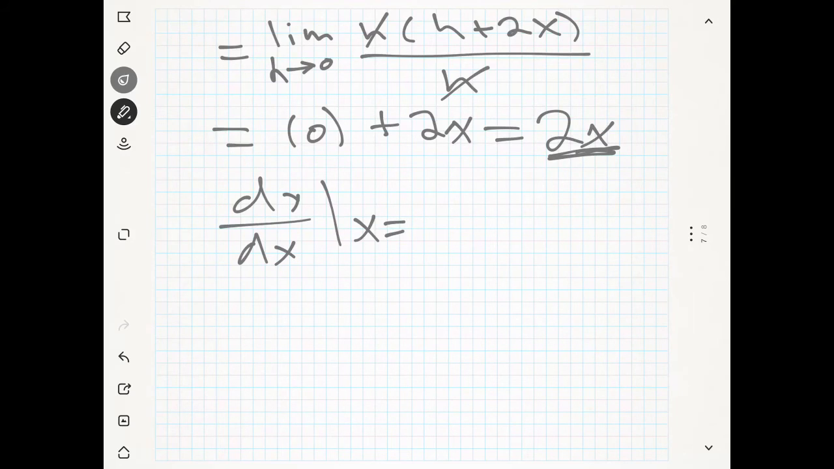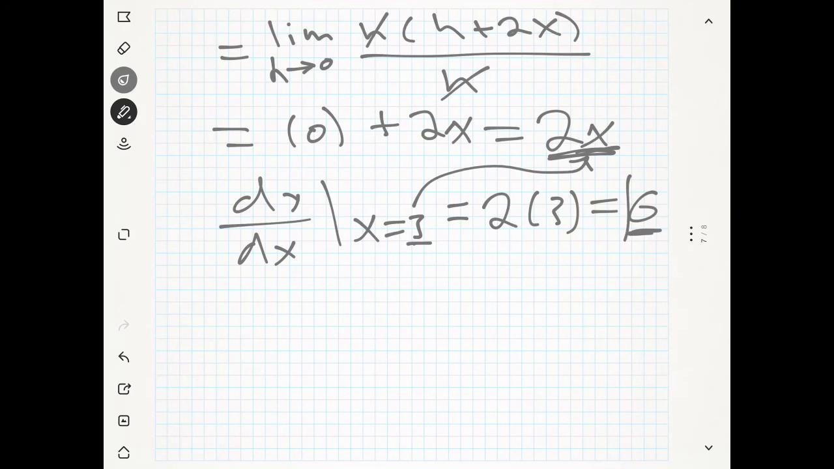To find the derivative at x is equal to 3, we're just going to plug in 3 into x. So we're just going to plug that in. So 2 times 3 is 6. So the slope of the tangent line at x is equal to 3 for the function x squared plus 1 is 6. So this is my final answer.